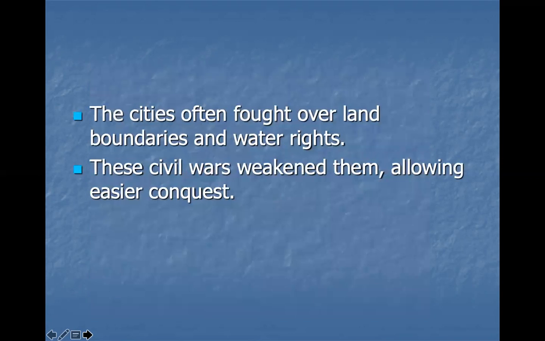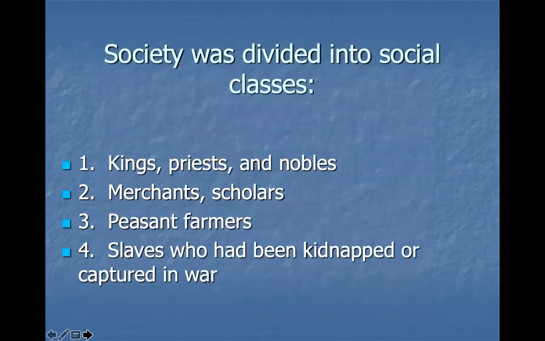Cities often fought over land boundaries and water rights. These civil wars weakened them, allowing easier conquest. Here are your social classes and how it was divided. You had kings, priests, and nobility at the top. Nobility were landowners. You had the merchants who built things, made things, and sold different sorts of things, pottery. In some cases, they might make armor.